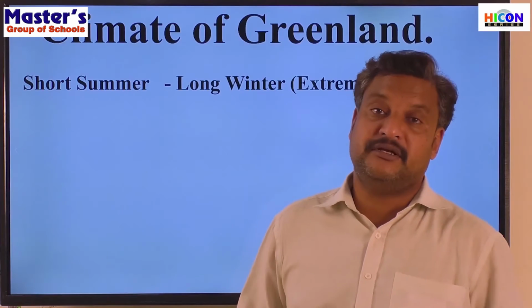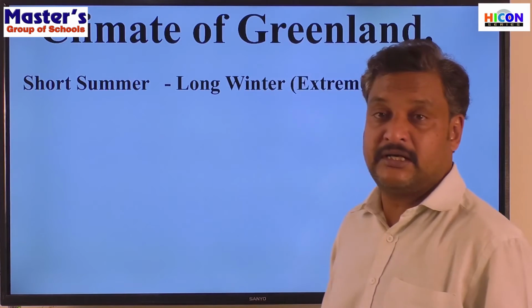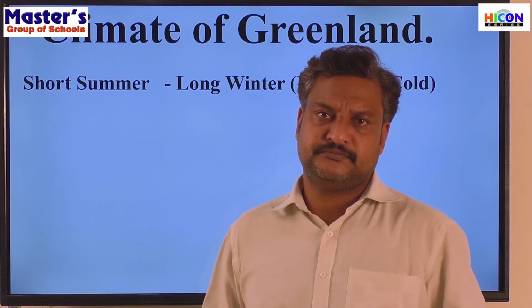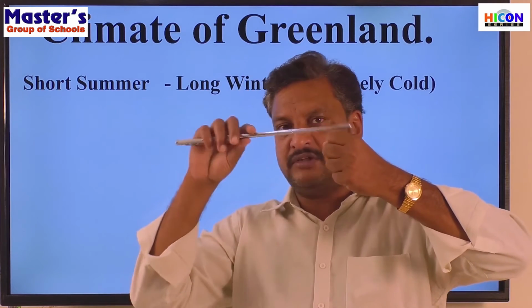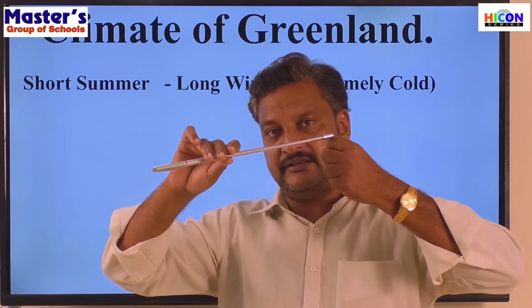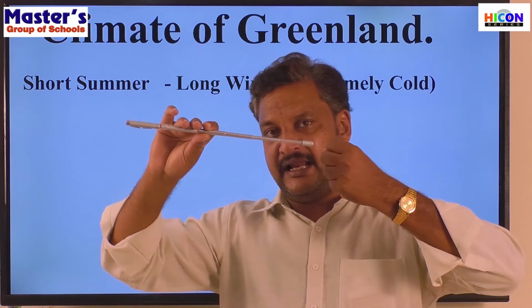Right? Climate in Greenland. So the climate is polar climate. Polar climate means what? It's very cool. See, the polar region is the top and the bottom, the north and the south part of the globe, which receives slanting sunrays, isn't it? On the equator, it receives straight sunlight. On the polar region, it's slanting.